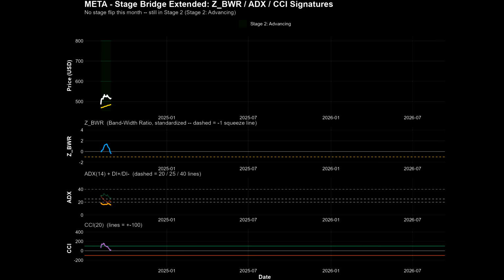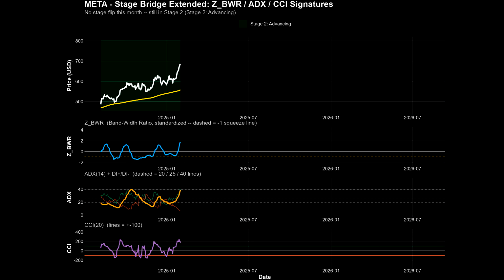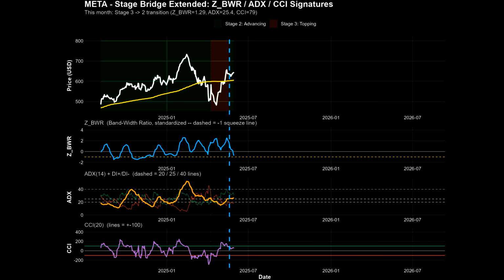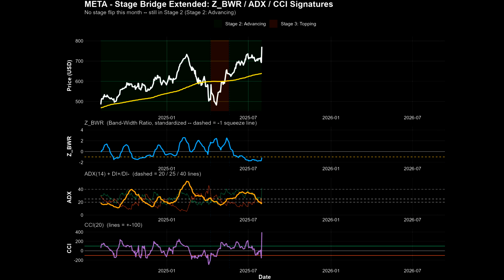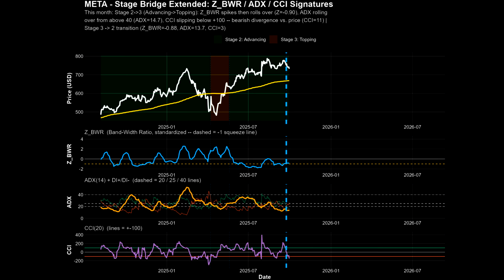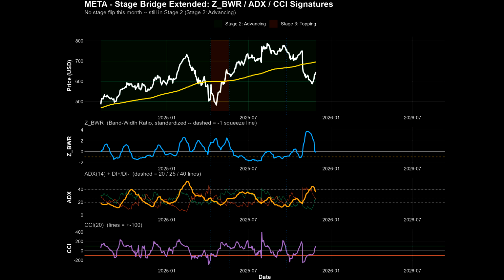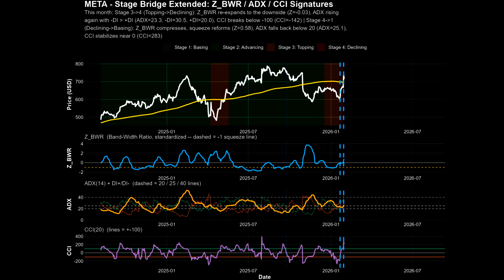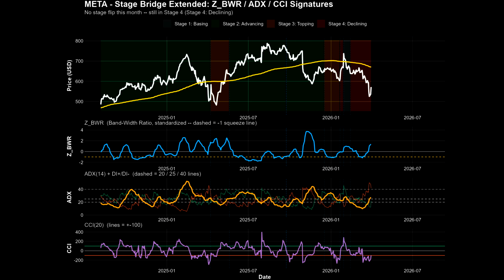What you're watching now is a live, monthly updating build of that same 4-stage framework applied to real metadata. 4 stacked panels, all growing together as each new month is added. Price sits on top, shaded by stage as it's identified. Gray for basing, green for advancing, brown for topping, red for declining.